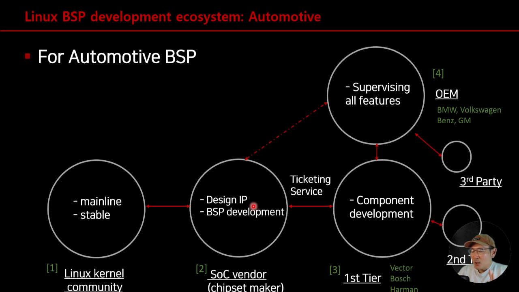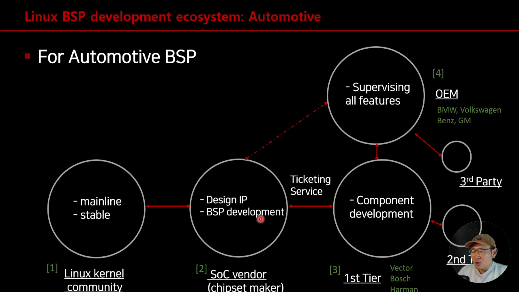One thing you have to be aware of is that there are 4 types of BSP in the automotive business. The first one is ADAS BSP, the second is AVN infotainment BSP, the third is telematics BSP, and the fourth is BSP for MCU. All these kinds of BSP depend on the features implemented or suggested by the OEM.